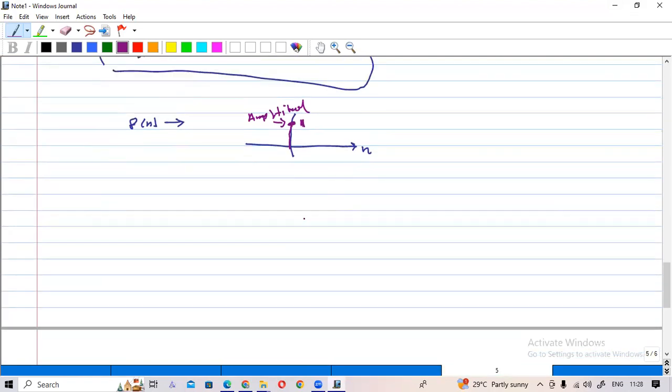Now, I ask you to find the discrete time Fourier transform of delta n. Now, I think you can do this. So you know what the answer is now.